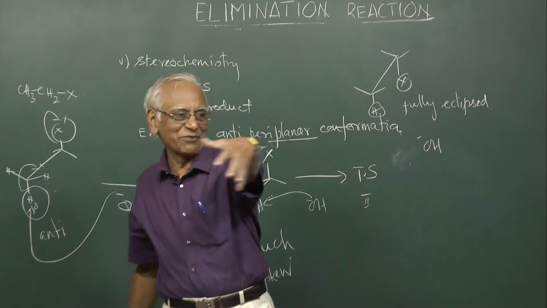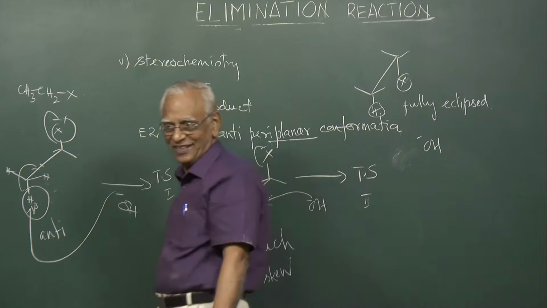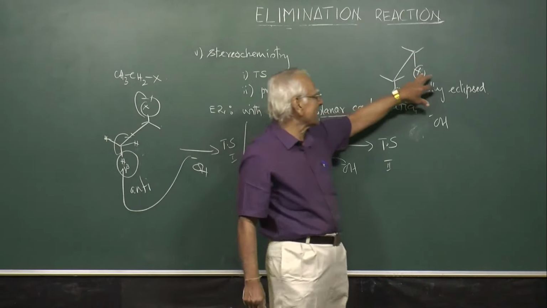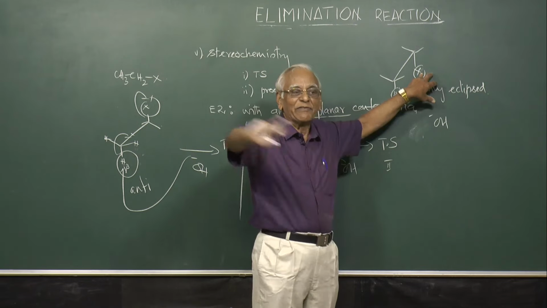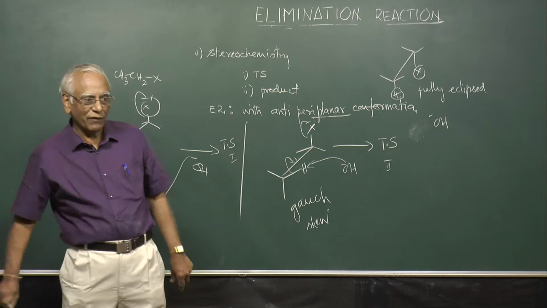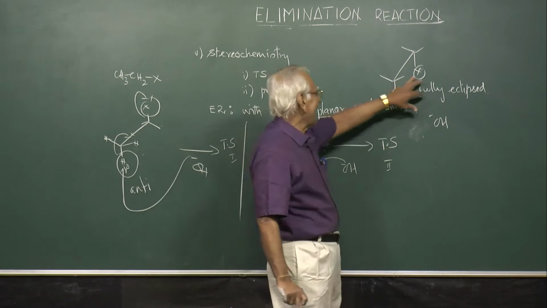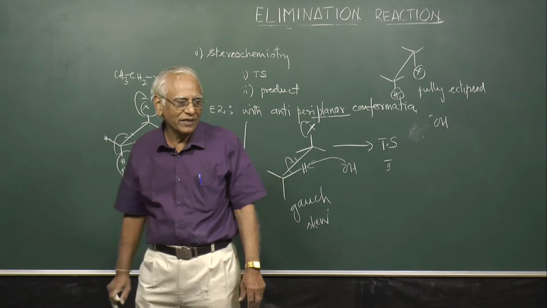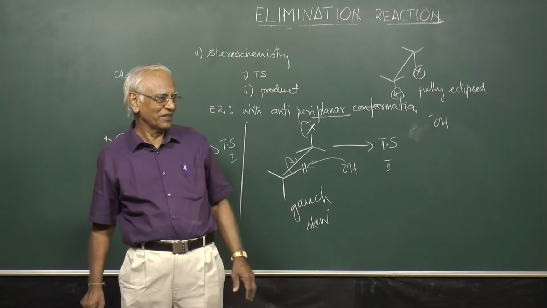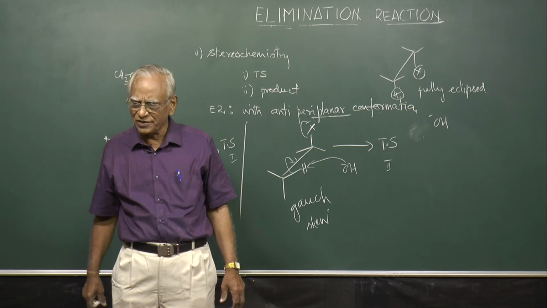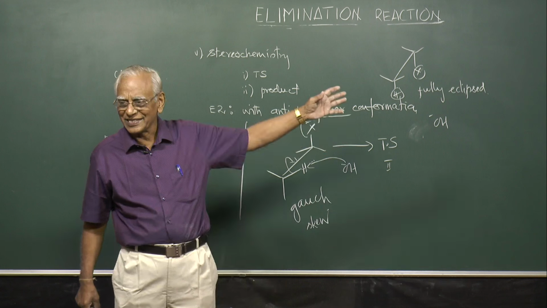Now I can generate one question based on the main examination. What should be the dihedral angle? Increasing order of reactivity. Write it. Increasing order of reactivity when the dihedral angle between X and beta hydrogen atom is dash. Tell me. Now the answer is very simple. Increasing order of reactivity. Which is the least reactive conformation? Fully eclipsed, 0 dihedral angle.